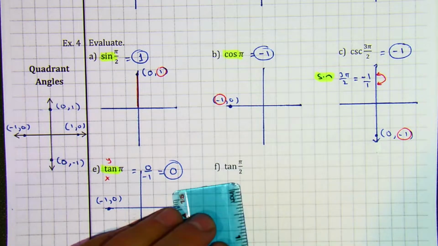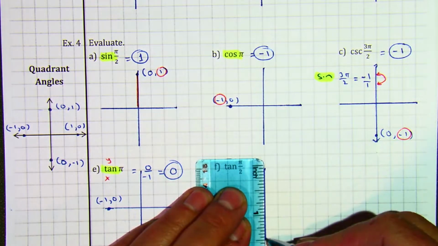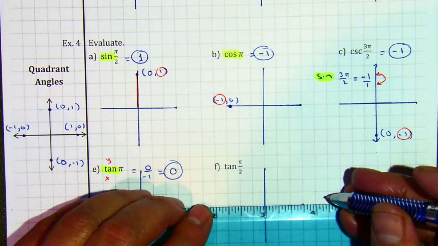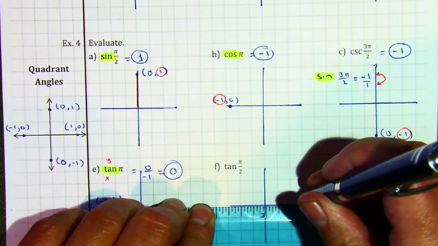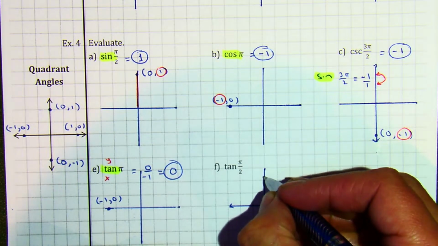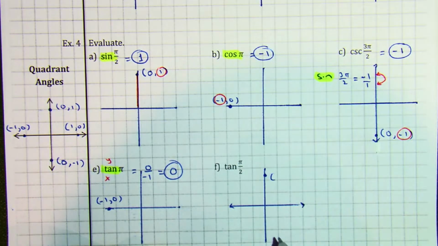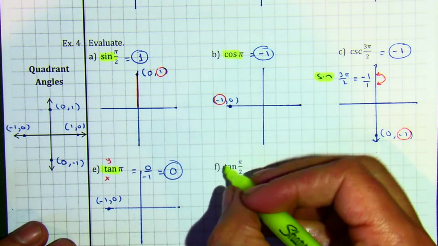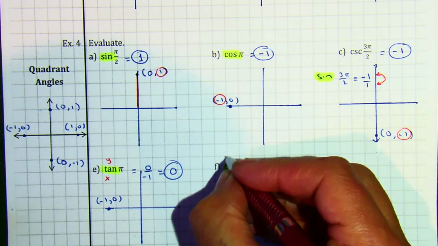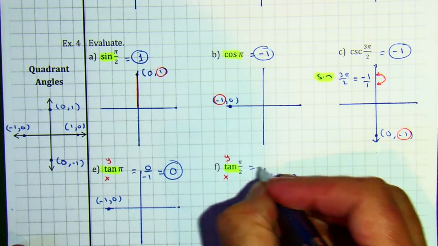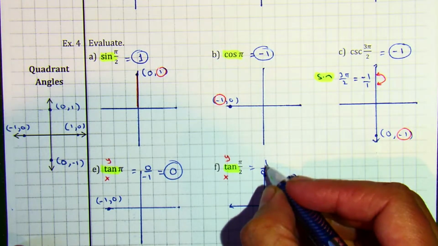Tangent of pi over 2, we're going to make our x and y axis. Pi over 2 is up here. The location of that point is 0, 1. Now tangent is y over x. And in this case, y is 1, x is 0. 1 divided by 0 is undefined.